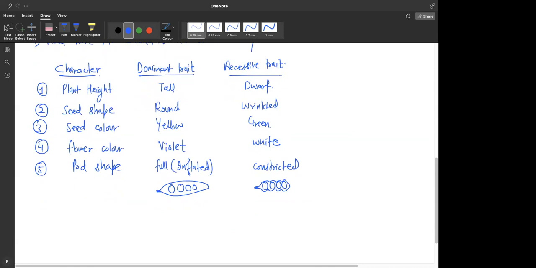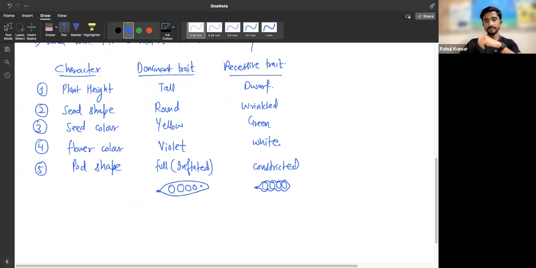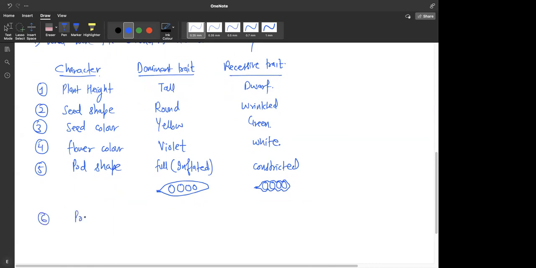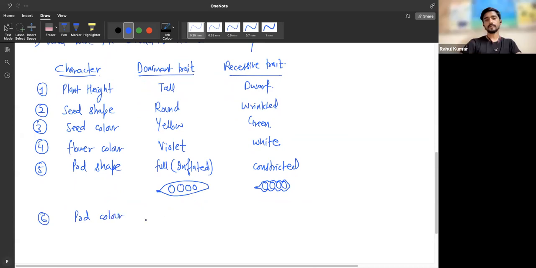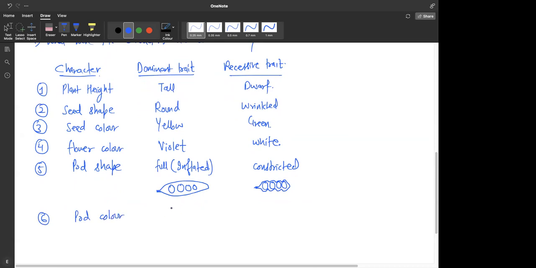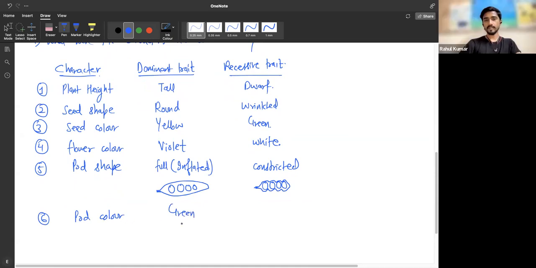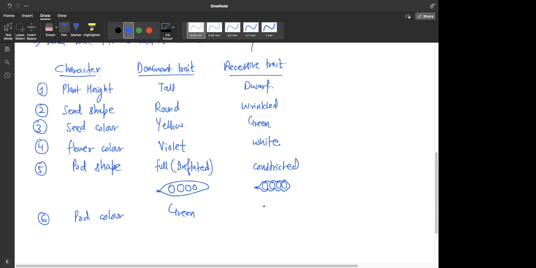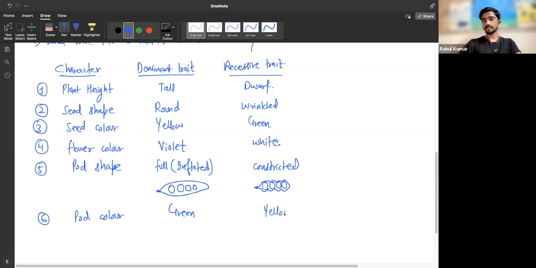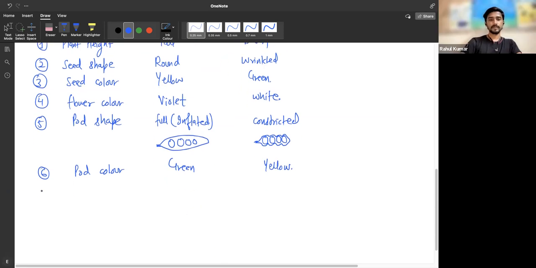Both sometimes. It depends. Mostly this one, right? This one is preferred. Okay. Tell me the sixth character. Pod color. What is the dominant color? Green. Do you see that when it comes to pod color, green is dominant, but when it comes to seed color, yellow is dominant. And yellow here is recessive.